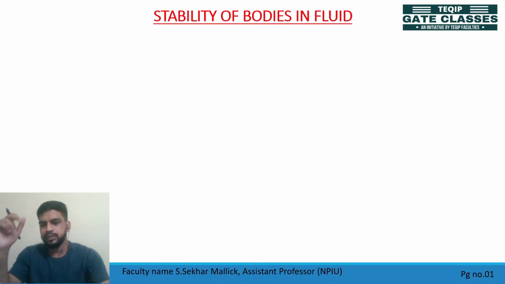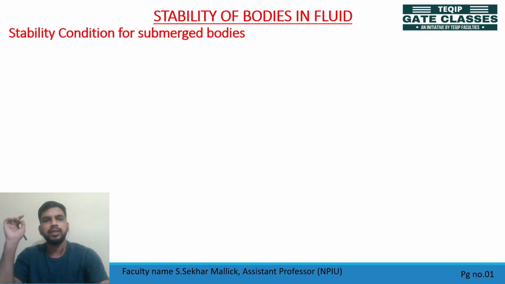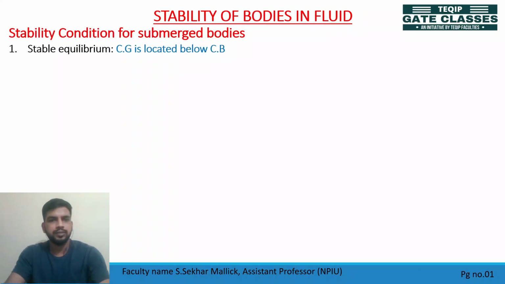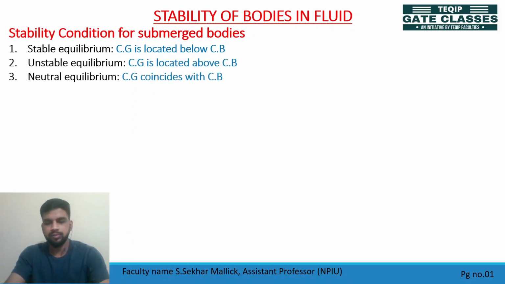Stability of bodies in fluid. First, we'll see the stability condition for submerged bodies. A submerged body can be in stable equilibrium, unstable equilibrium or neutral equilibrium. So we'll see the conditions of stable, unstable and neutral.